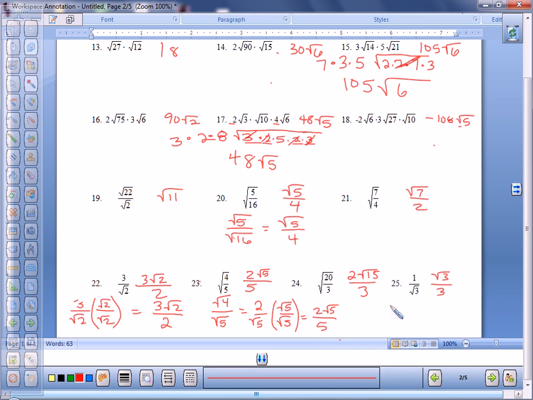Versus 25, I have a radical in the denominator, so I multiply the numerator and the denominator by the square root of 3. And that gives me 1 times the square root of 3, which is root 3, over square root of 9, which is just 3. Okay, can you do an example like 23 where you can't find the square root of the top number, the numerator?